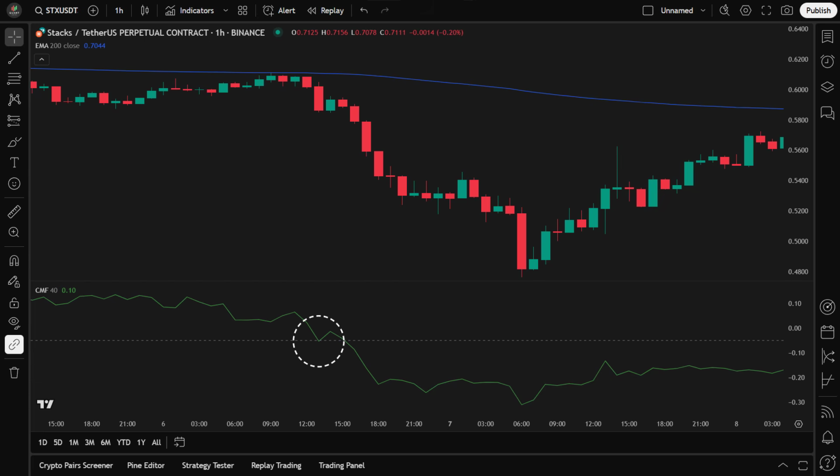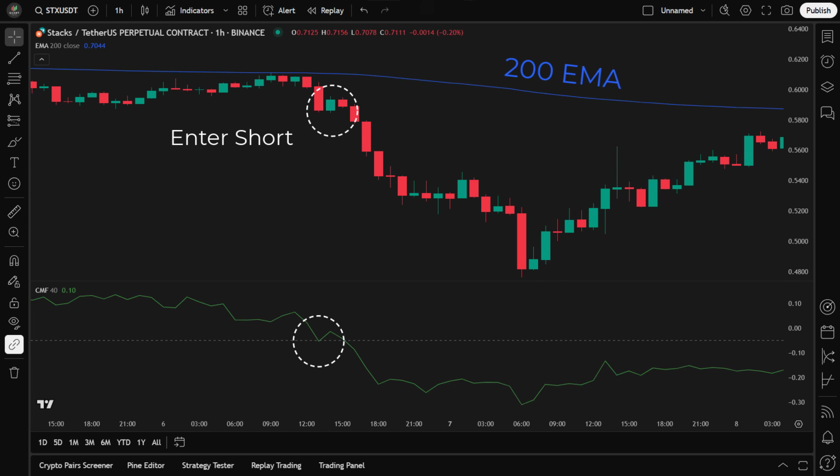3. To align with the overall downtrend, we check if the price is trading below the 200 EMA. This helps us avoid counter-trend trades and increases the probability of success. Once all three conditions are met, we enter a short trade on the next candle.